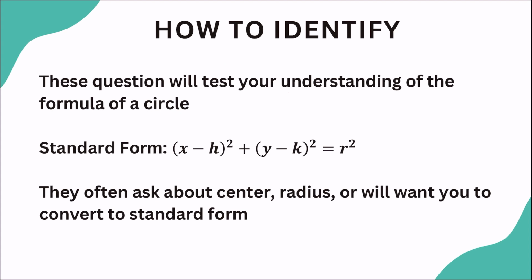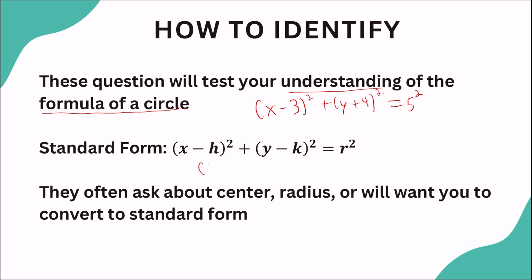So how do you identify these? Well, these questions will test your understanding of the formula of a circle. Now here is the standard form of a circle, and these h's and k's and r will be replaced by values. But for example, we could have (x − 3)² + (y + 4)² = 5².